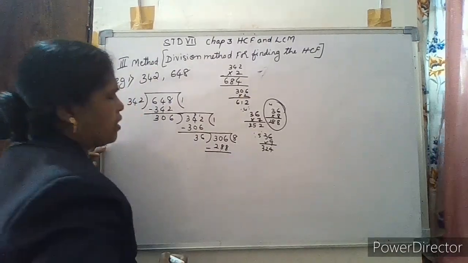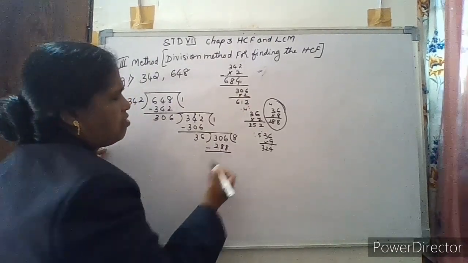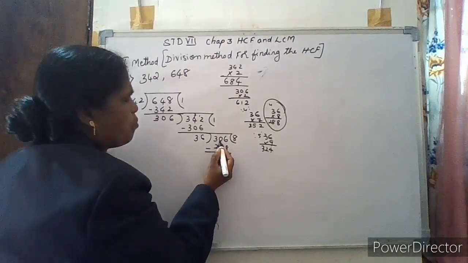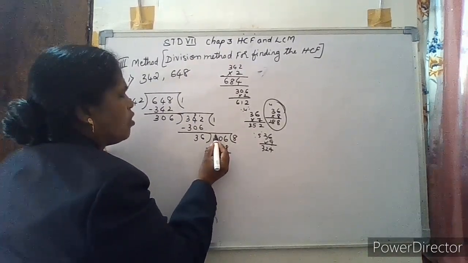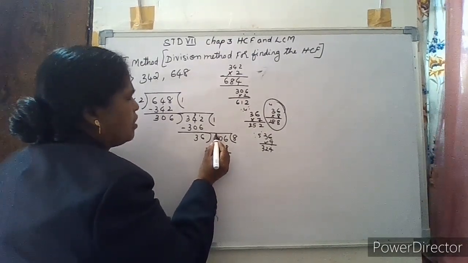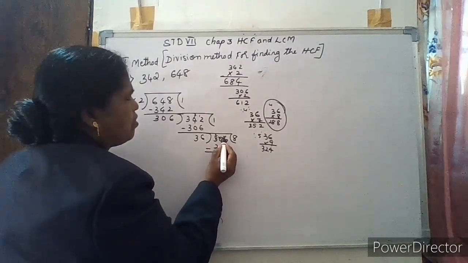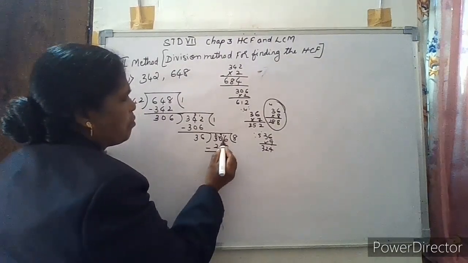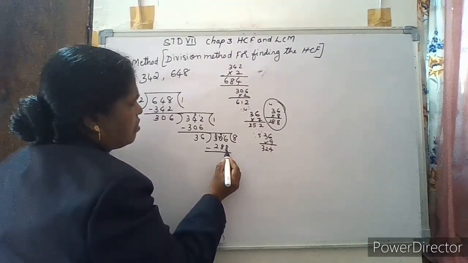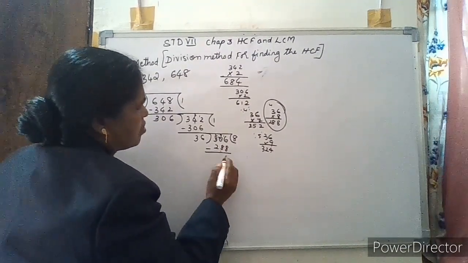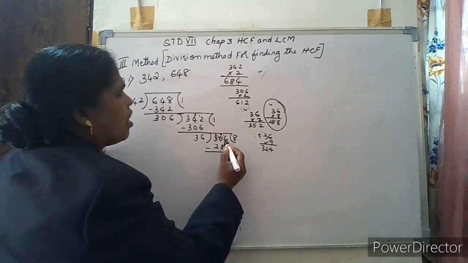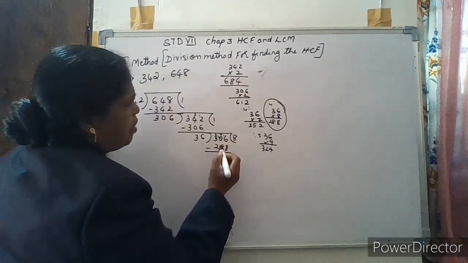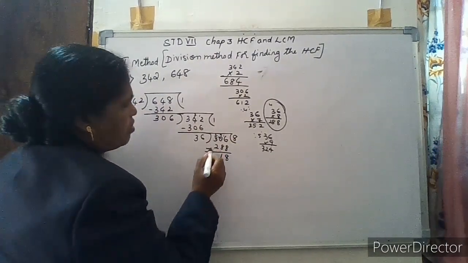Now subtract it. 6 minus 8 not possible. So borrow from here. It is 0. So you have to borrow from this 1. It would be 10 here. This is 2 here remaining. From this 10 you borrow 1 here. Here 9 would be remaining. 16 minus 8 is 8. Now 9 minus 8 is 1. 2 minus 2 is 0.